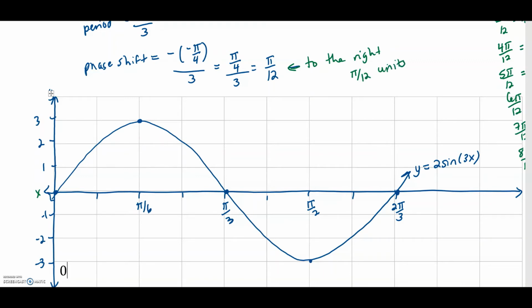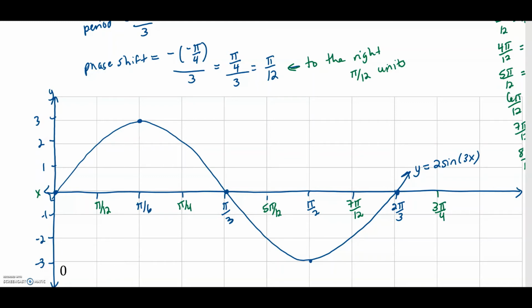Okay, so each of these points on our graph, we're going to move to the right pi over 12 units. We have pi over 12 showing here, 2 pi over 12, which is pi over 6, 3 pi over 12, pi over 4, 4 pi over 12, which is pi over 3, 5 pi over 12, 6 pi over 12, 7 pi over 12, 8 pi over 12, which is 2 pi over 3, and the last one is 9 pi over 12, which is 3 pi over 4.